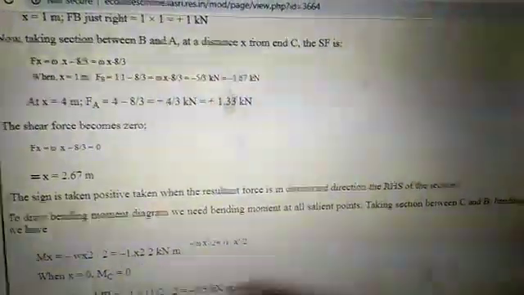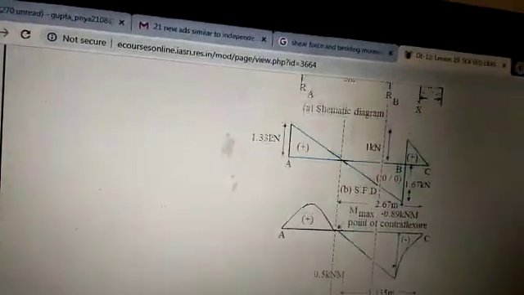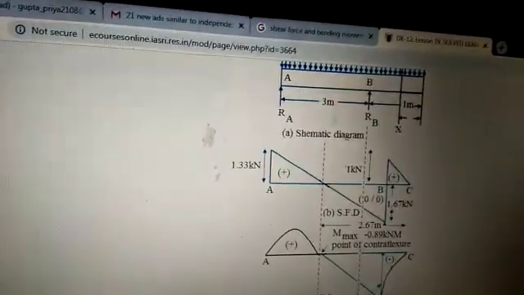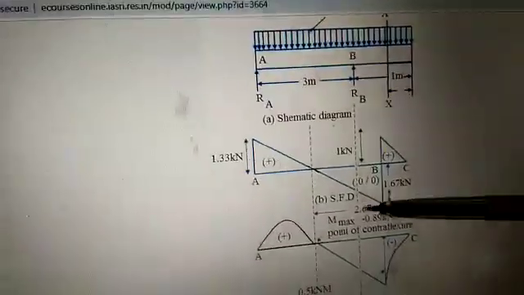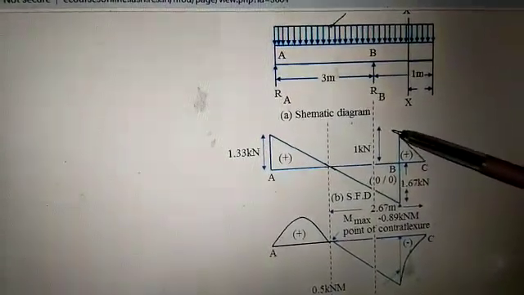Now the sign is taken positive when the resultant force is in the downward direction, to the RHS of the section. Now we have obtained the value of shear force for all the sections of the beam. So we will draw the shear force diagram for the beam. Here the value at C obtained is 0.